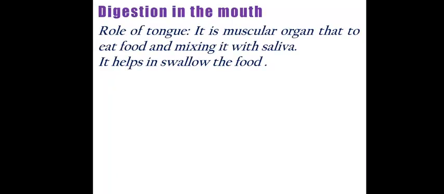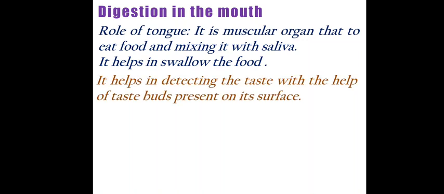Remember this. Now there is one more structure present in our mouth, a muscular organ known as the tongue. It helps in eating food, mixing the food with saliva, and swallowing food into our stomach. So the tongue plays a big role in the digestion part, and it also helps in detecting the taste of the food material which we are eating.